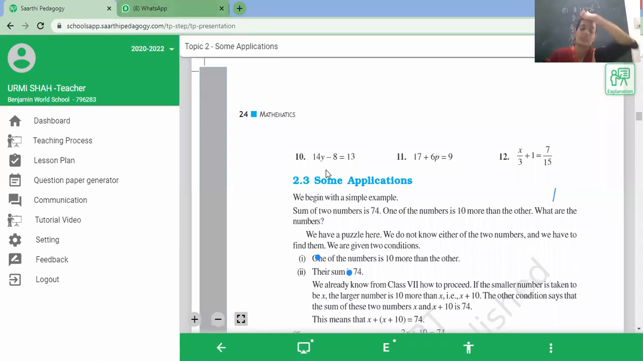When will the maths textbook come? Do you have the Sarthi app? Ma'am, we have the Sarthi one, but we don't have the maths textbook. Ma'am, the maths textbook has come. Yes, ma'am. Absolutely.